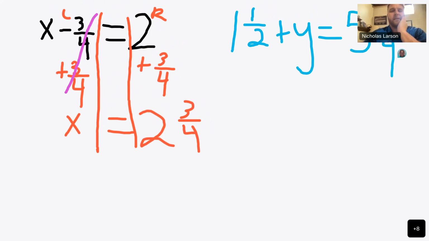Okay, so go ahead, solve for y. What do we think y is going to equal in this case? Again, hint hint, let's separate our left side from our right side.